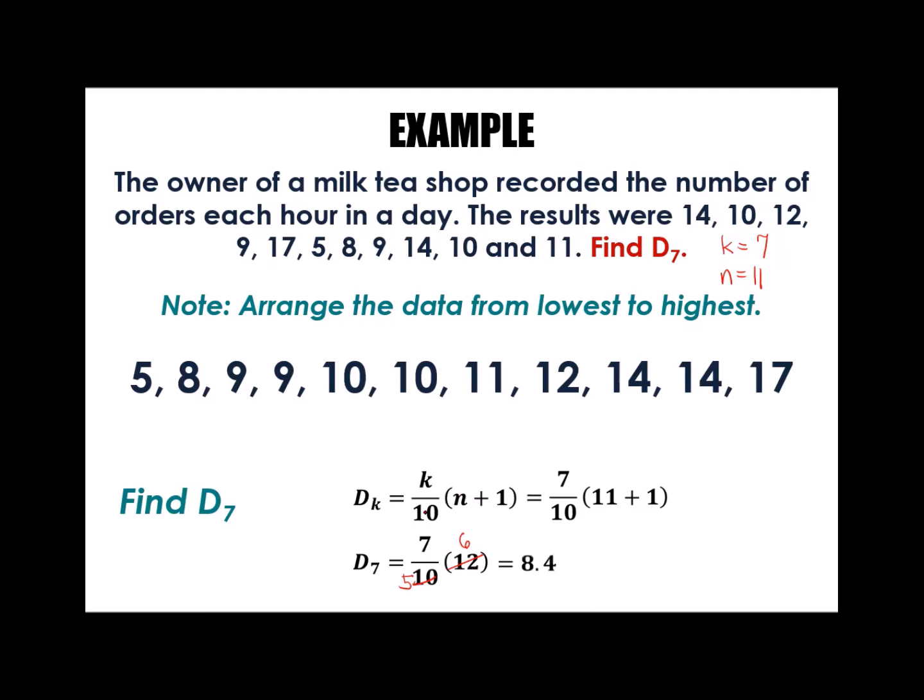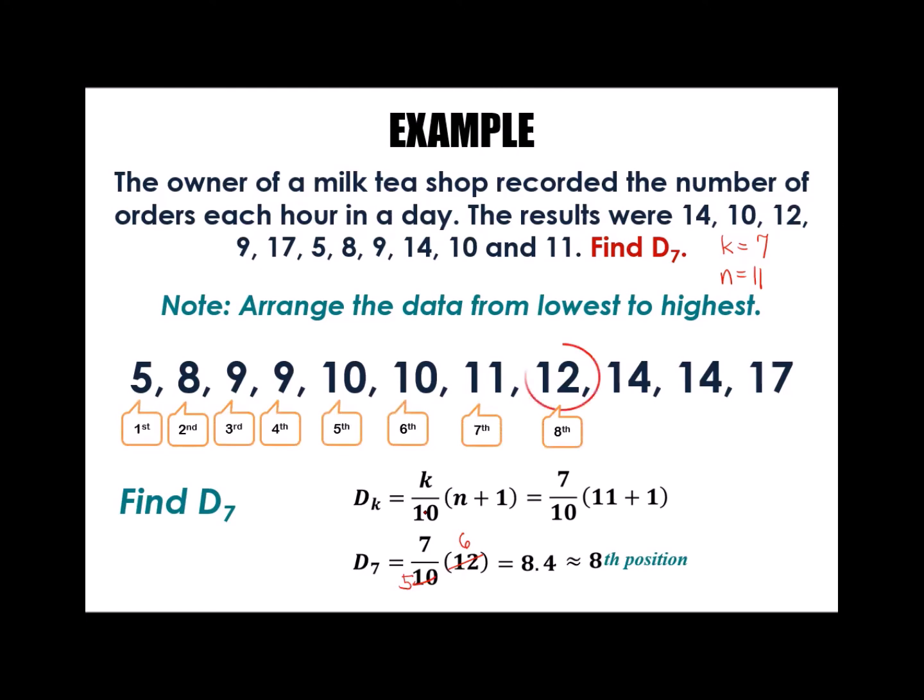So we get 8.4. Okay? So how is that? It has a decimal, ma'am. So you round it off, having this type of strategy. So it becomes 8, meaning the 8th position. Count again from the lowest score: 1st, 2nd, 3rd, 4th, 5th, 6th, 7th, and 8th. That means the answer is 12. So D sub 7 is equal to 12.